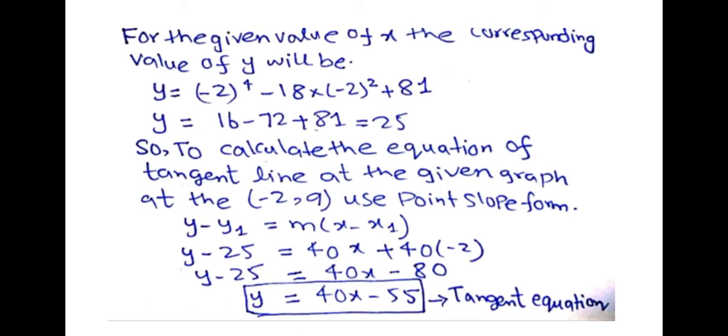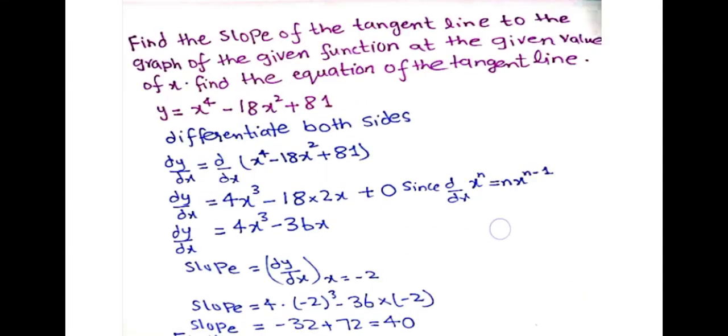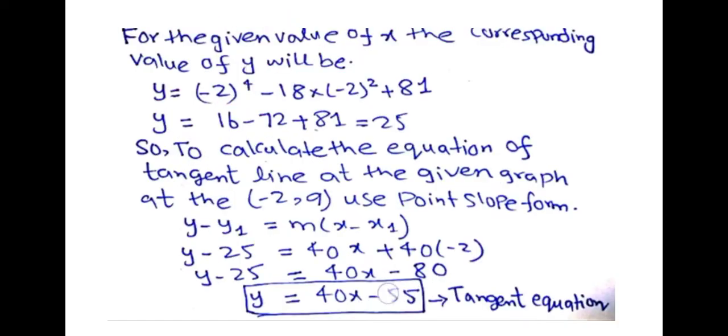Then for the given value of x, the corresponding value of y, we have to find by putting this -2, which is the value of x, in the function. This is the function, and here we put the value of x and find y. So y is equal to 25.